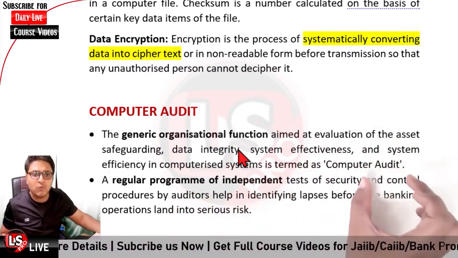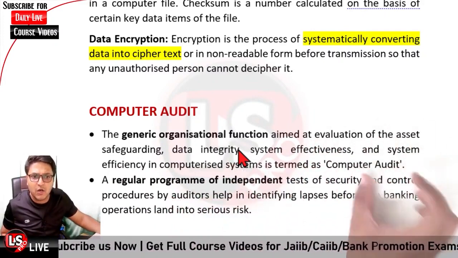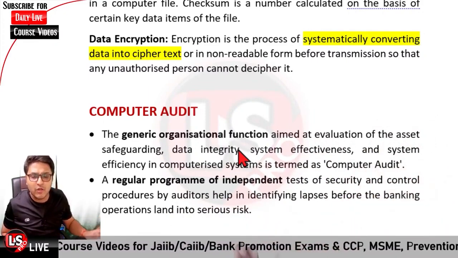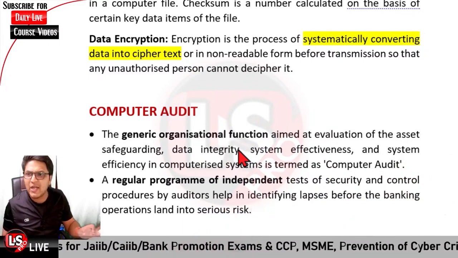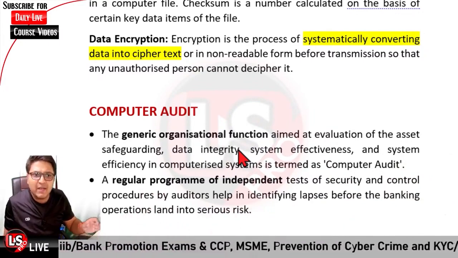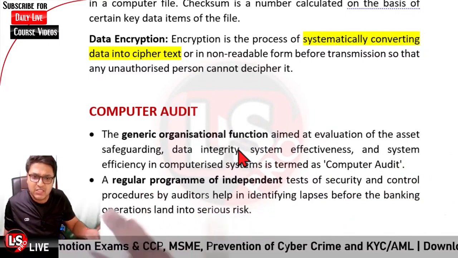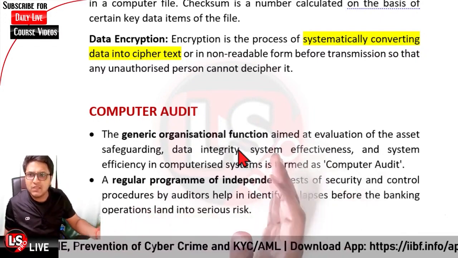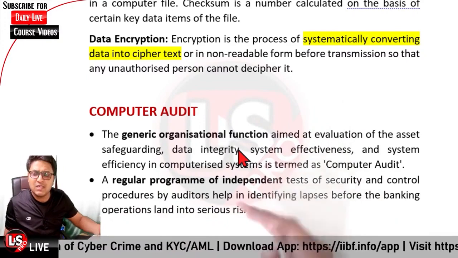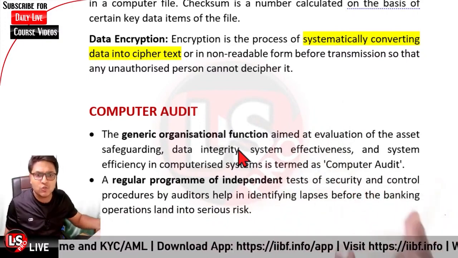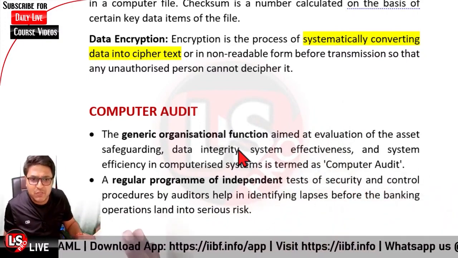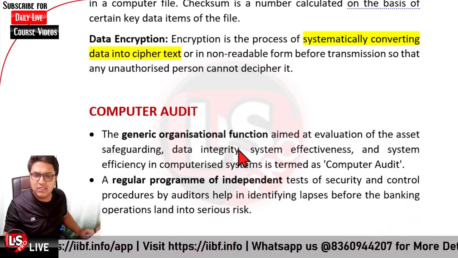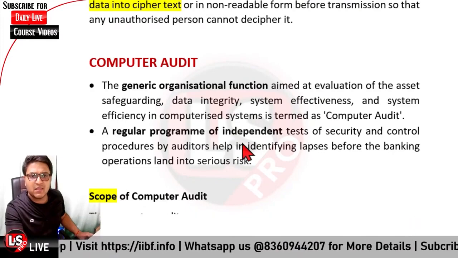It is a function of the computer audit, a regular program of independent tests. So how is computer audit done? It is basically a regular program where independent tests are performed. These tests are regarding the security and control procedures, and the auditors use these different kinds of tests to identify whether there are some lapses which could ultimately lead to a serious risk to the bank. Okay, so that is the computer audit.